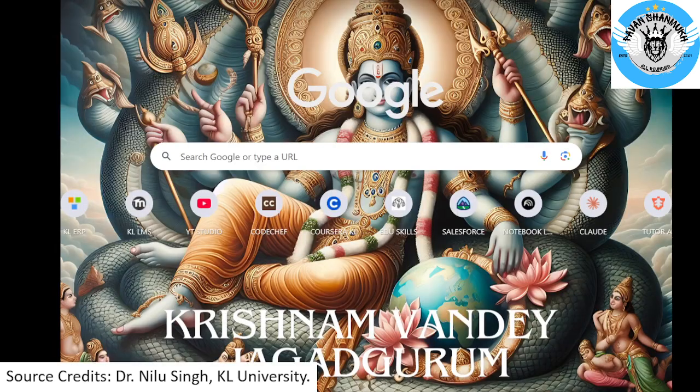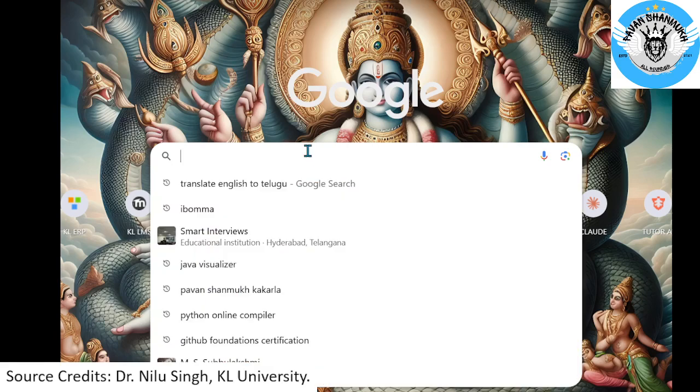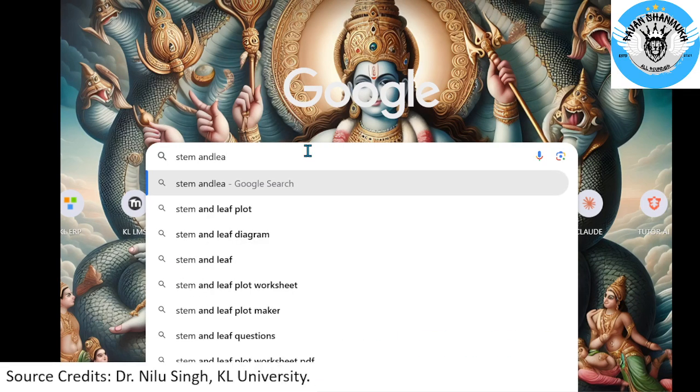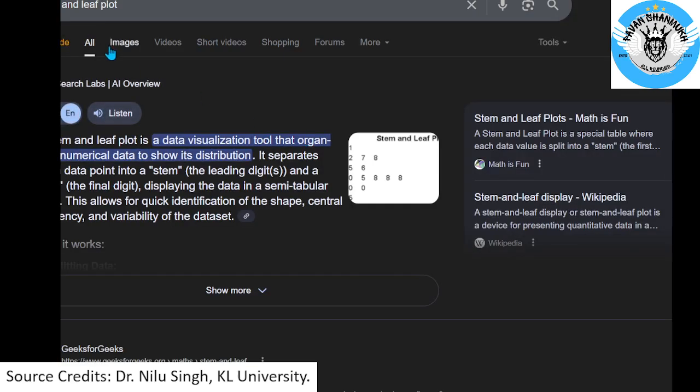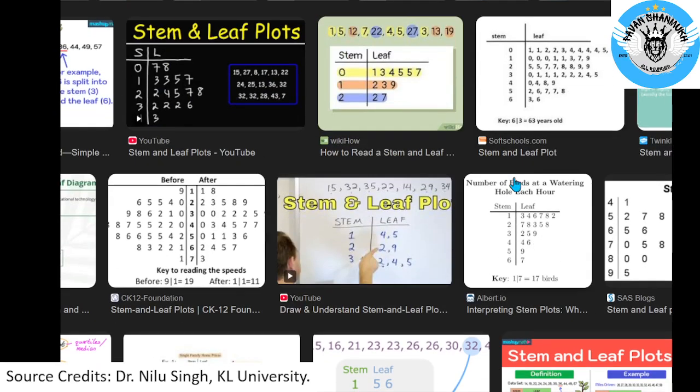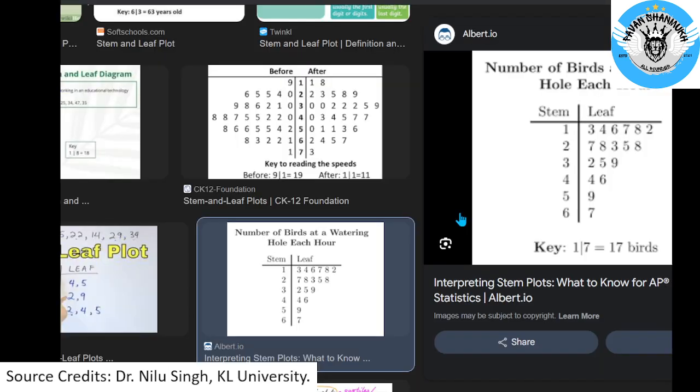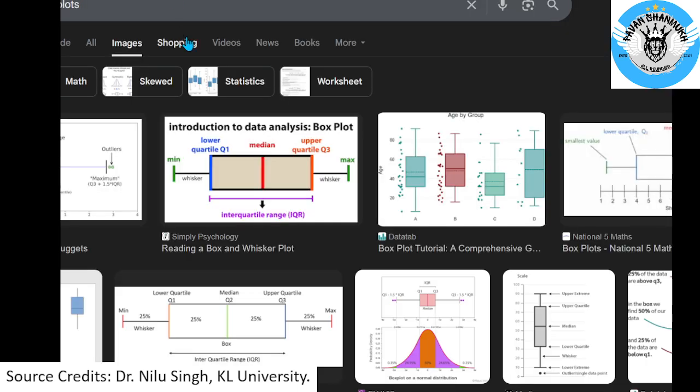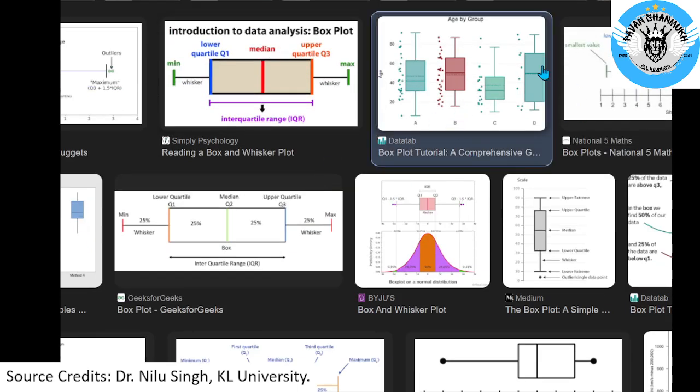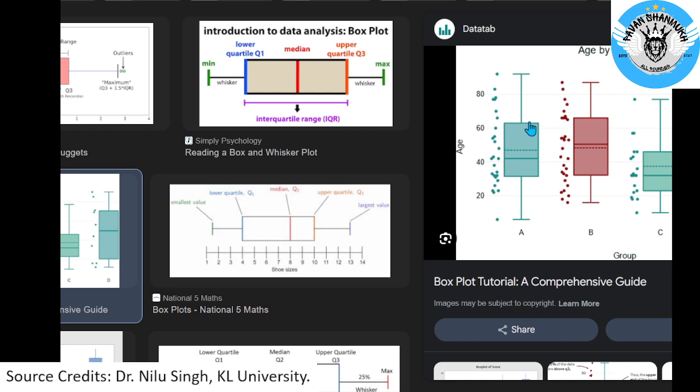Let me show you. Is my screen visible to you clearly? Yes, I think so. So now, stem and leaf plot. If you observe, I will go through the images. Can you see this? Stem and leaf plot, so this is one model. And obviously, you might know about box plots. If you are a research student, you might know this. These are called box plots.